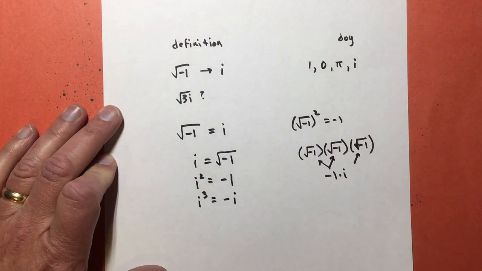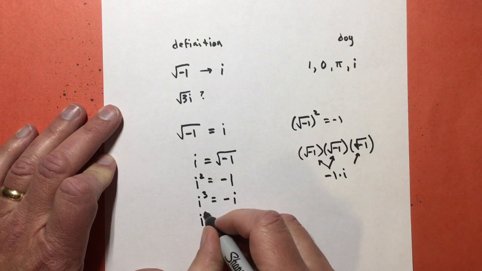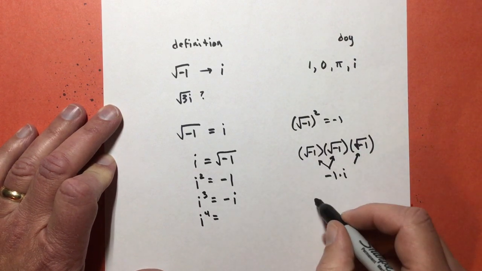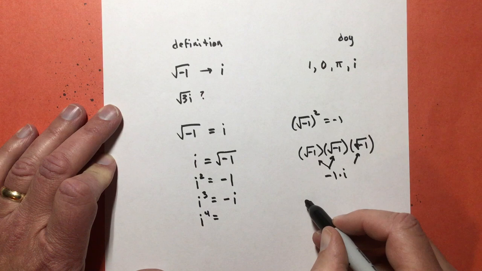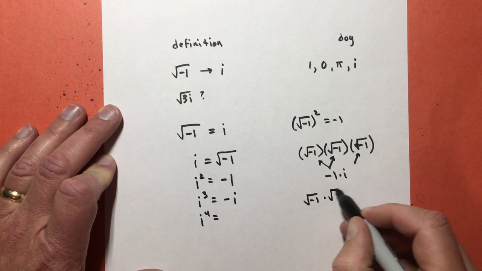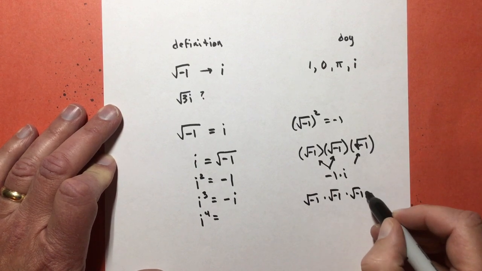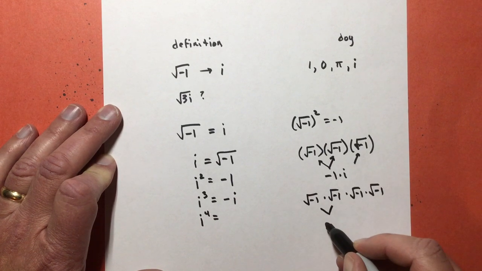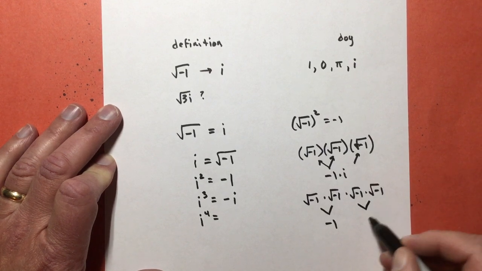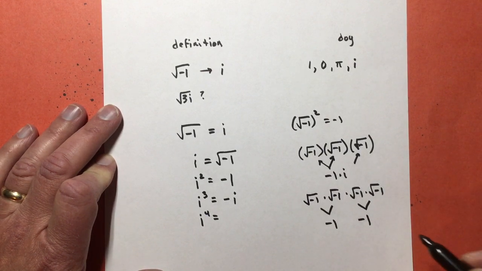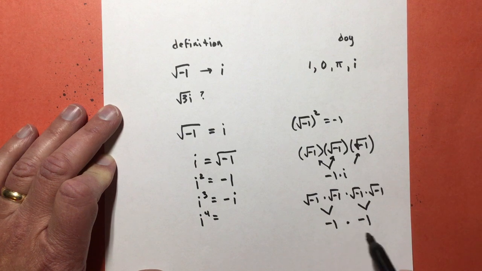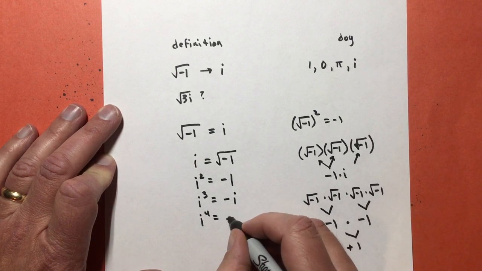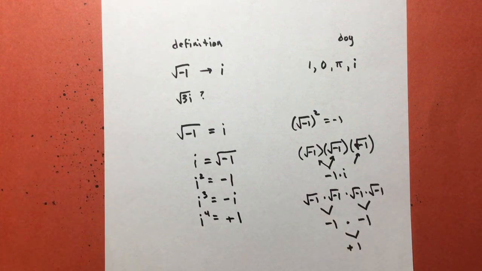Now this is going to be really cool. What's i to the fourth power? Well, let's think about it. If I have square root of negative 1 times square root of negative 1 times square root of negative 1 times square root of negative 1, multiply these two together, I get negative 1. Multiply these two together, I get negative 1. And if I multiply these two together, negative 1 times negative 1 equals positive 1. Okay, that's all good.